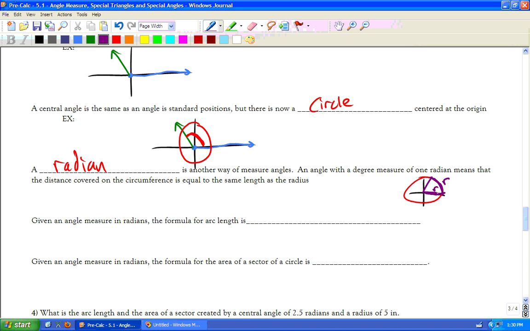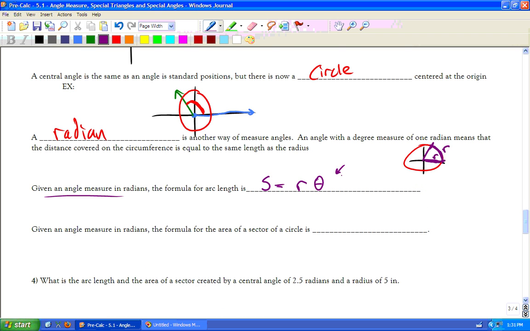Now, given an angle measure in radians, we can figure out this formula, the arc length, pretty quickly. The arc length S will equal the radius times theta. The only difference is that theta, the angle measure, has to be in radians. It can't be in degrees. You need to work in radians. This has some really cool math, and we're going to keep this in our back pocket and show where this comes from and show relationships, but it's going to help us out with something later too.